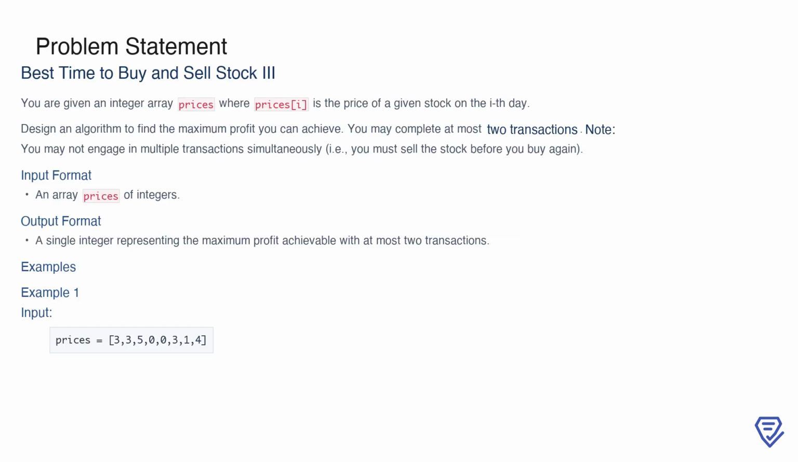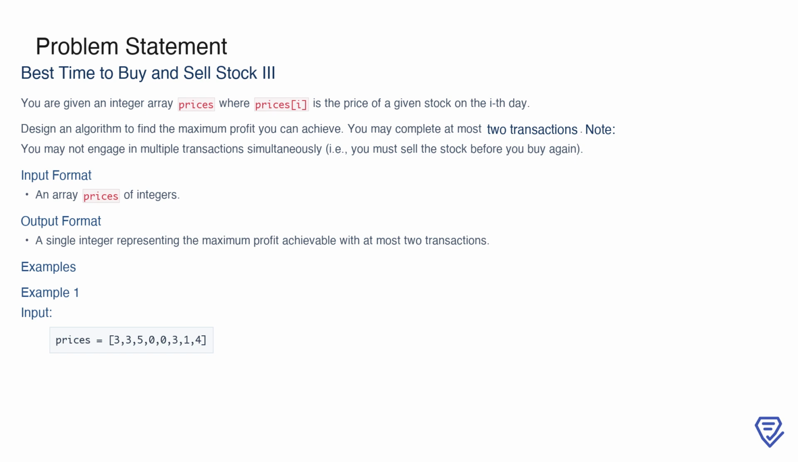In this problem, you are given an array called prices where each element represents the price of a stock on a specific day. Your goal is to design an algorithm to maximize the profit you can achieve by completing at most 2 transactions. Now, a key point to remember is that you can only perform one transaction at a time. This means you must sell the stock you currently own before you can buy it again. The input will be the array prices, and the output should be a single integer representing the maximum profit you can achieve under these constraints.